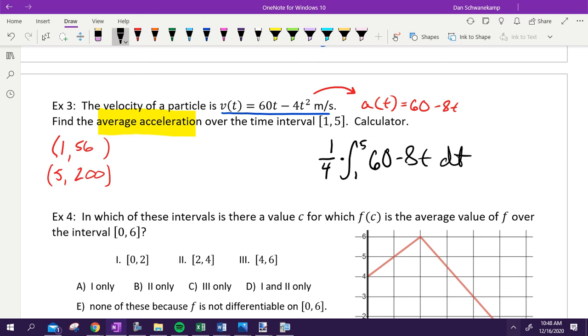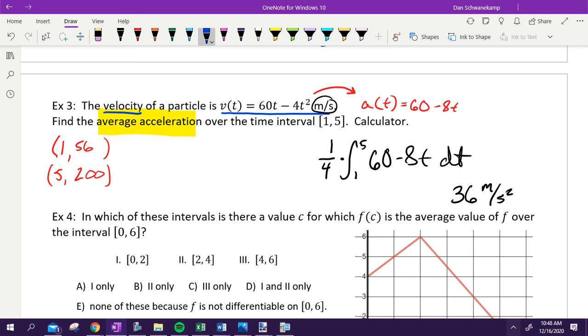What did we end up getting there? 36. What would my units be? Meters per second squared. I'm adding a time when I take a derivative, so it is meters per second squared. That is average acceleration. There's another way of finding average acceleration, and the only reason we can do this is because they told me velocity.